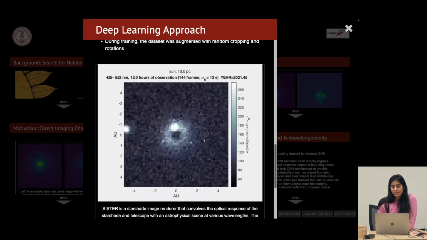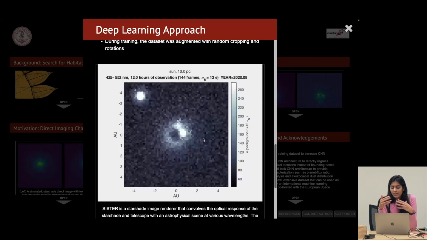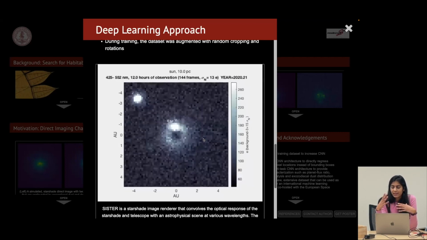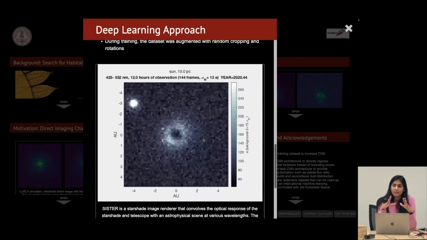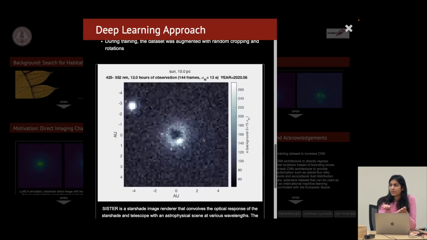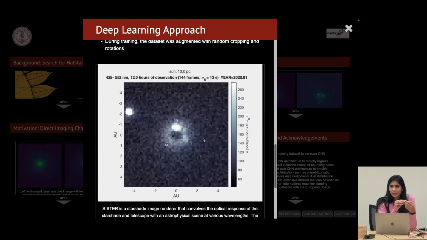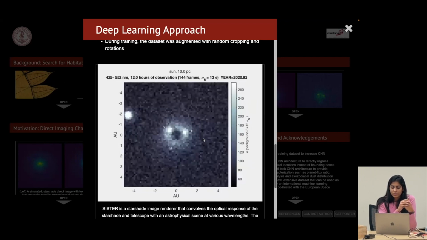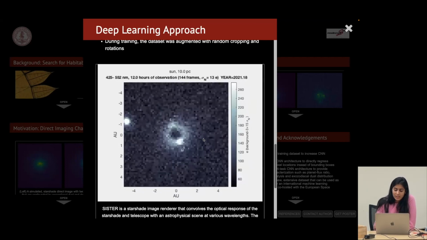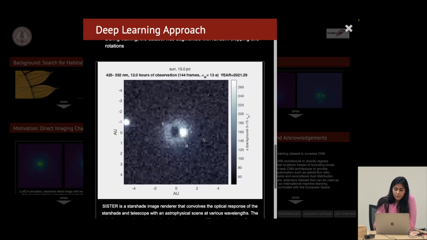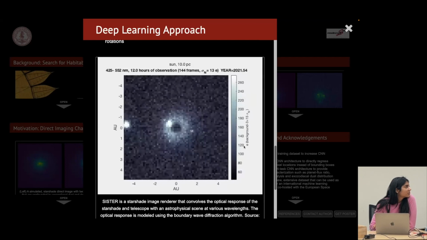Essentially, it allows a user to input various astrophysical parameters to create a scene, and then that astrophysical scene is convolved with a model of the starshade and the optical system in order to produce a simulated starshade image. It accounts for several sources of noise, as well as allows you to vary the bandwidth that you're simulating in the image. And this is just a GIF of what SISTER can produce.